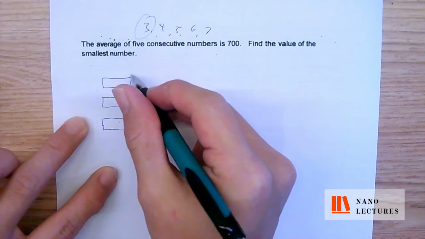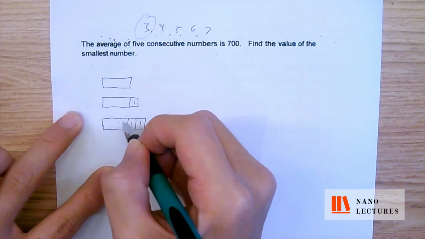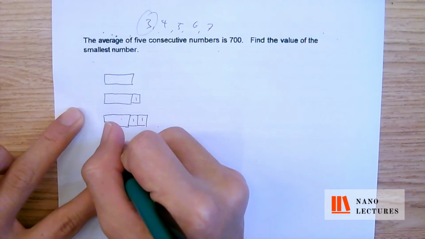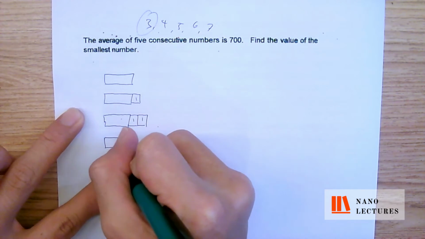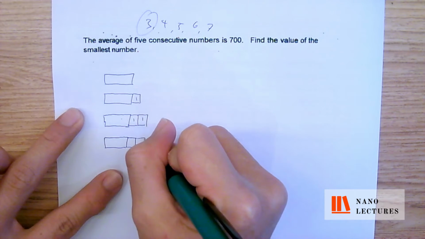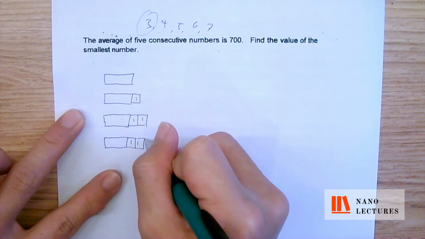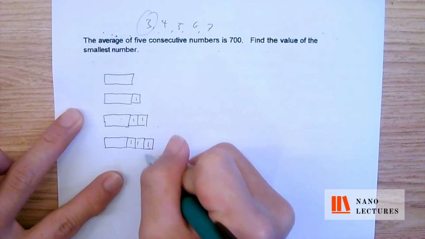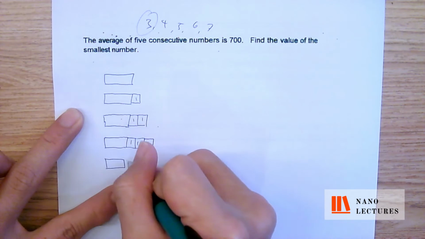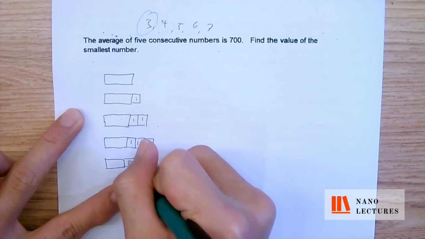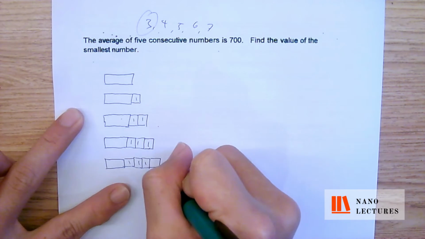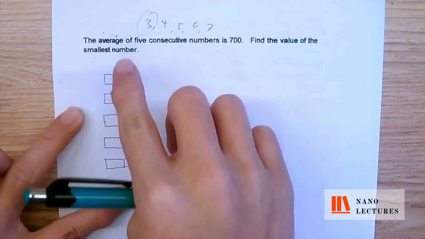So if it's 5 consecutive numbers, I have to draw 5 models. I mean, just to teach you all. This one will be the fourth one. So to draw the fourth one, I will draw the third one first, okay? And then I add on another one. To draw the fifth one, I will draw the fourth one first. Okay, and then I add on another one. These are the 5 consecutive numbers over here.